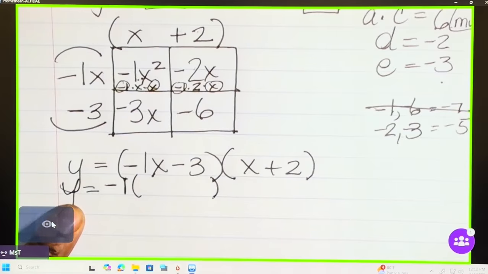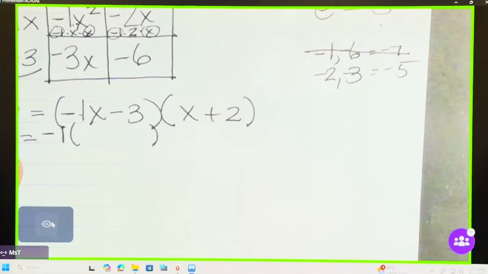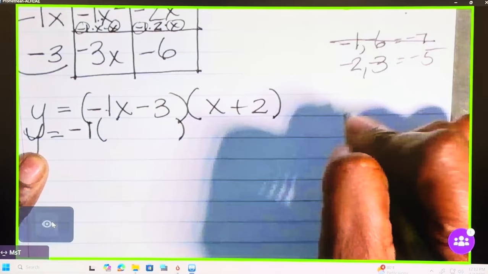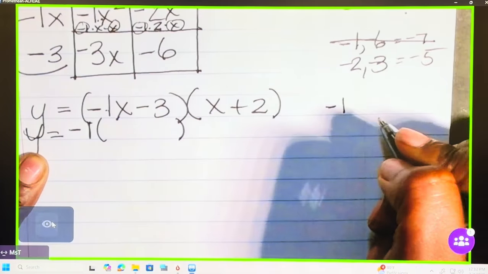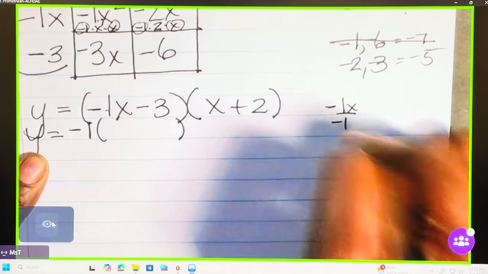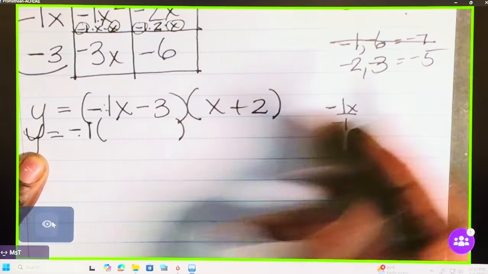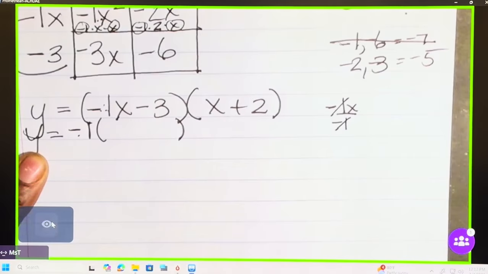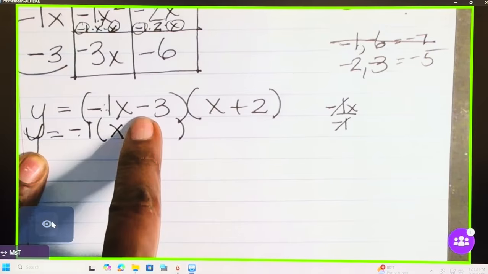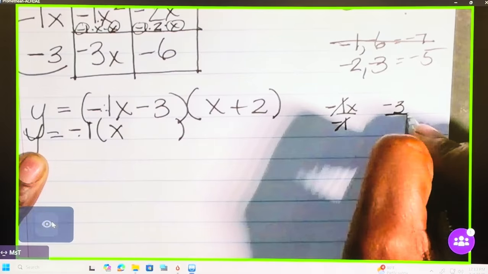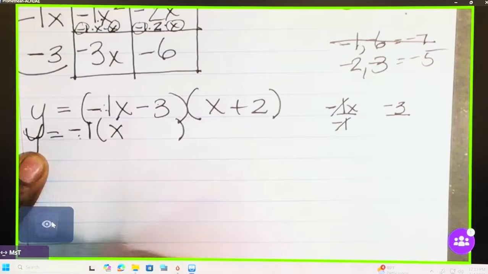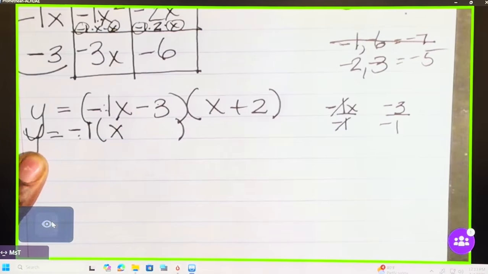What does that leave me? If I divide out a -1, now I want to show you off to the side what we're really doing. Here's what we're doing. We're saying -1x divided by -1, right? I'm dividing out the negative 1. What happens to these two? Cancel out and leave me what? X. Now I'm here. I have negative 3. And what am I dividing negative 3 by? Negative 1. Y'all see that?